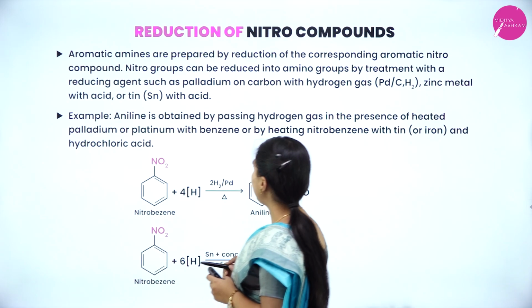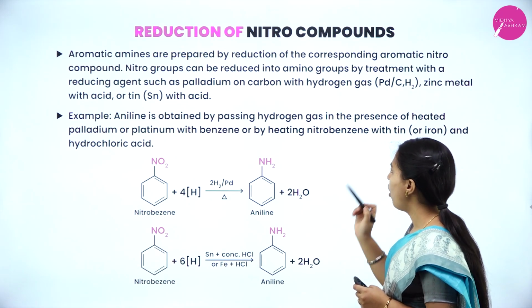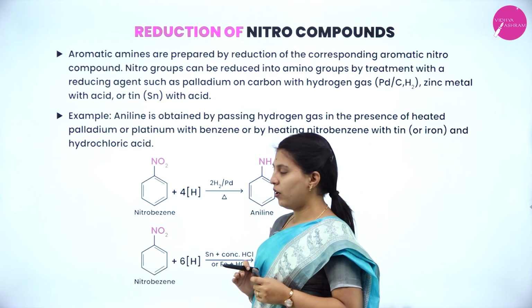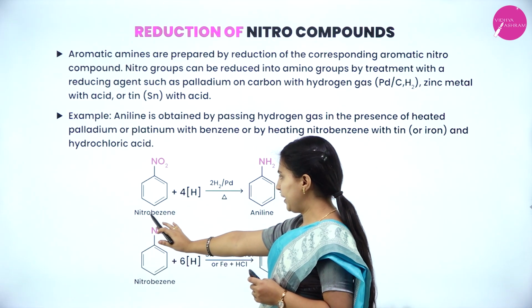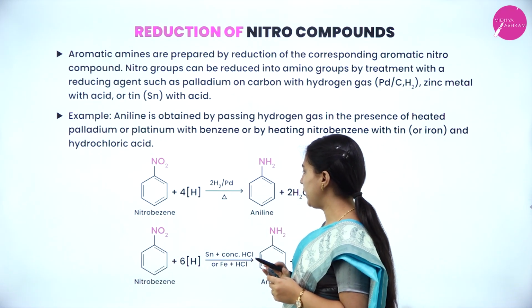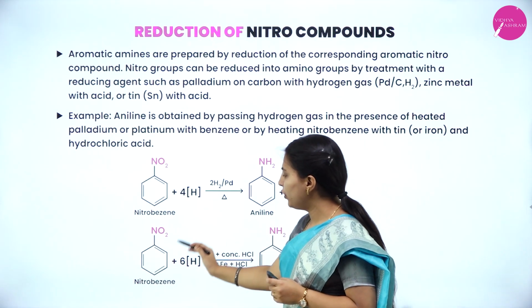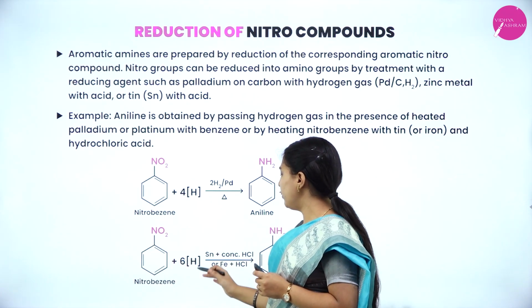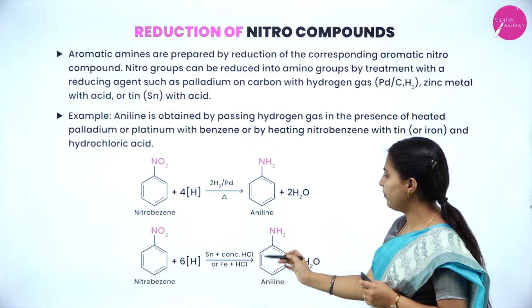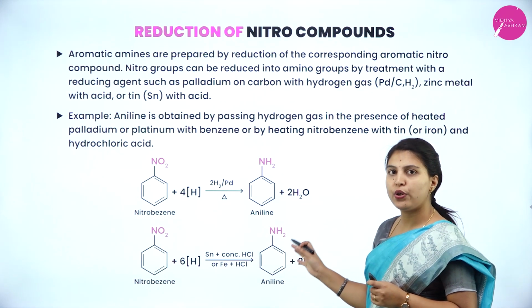Example, aniline is obtained by passing hydrogen gas in the presence of heated palladium or platinum with benzene, or by heating nitrobenzene with tin and hydrochloric acid. If we use nitrobenzene, that nitrobenzene is reduced in the presence of hydrogen with palladium. Aniline will be formed with the liberation of water. Or you can use the same nitrobenzene reduced with tin and concentrated HCl, or iron with concentrated HCl. Here also aniline will be prepared with the liberation of water.